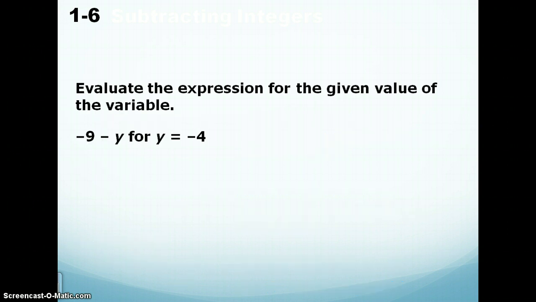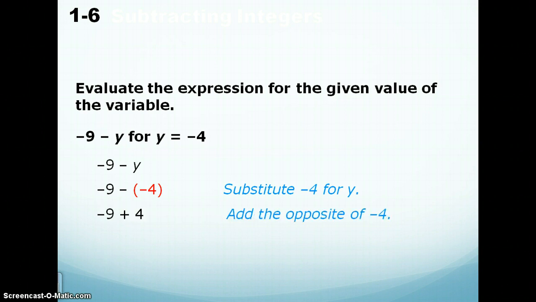Evaluate the expression negative 9 minus y for y equals negative 4. This becomes negative 9 minus negative 4, which in turn becomes negative 9 plus 4. Picture your number line. If you're at negative 9, adding 4, moving to the right, you would be at negative 5 at the end.